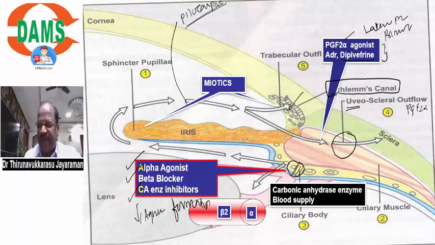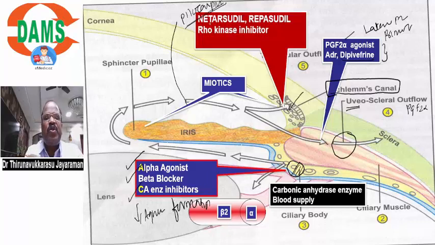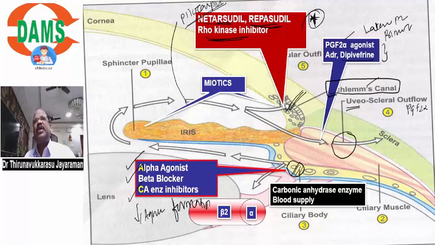Whereas the latest ones, we have netarsudil and ripasudil. Both are Rho kinase enzyme blockers. They promote drainage via the trabecular route. So this was the question for your paper. Okay. So netarsudil and ripasudil, both are Rho kinase enzyme blockers, useful for glaucoma, acting by promoting the drainage of aqueous via the trabecular route. So I think all the questions are very simple, straight questions from the classroom notes.